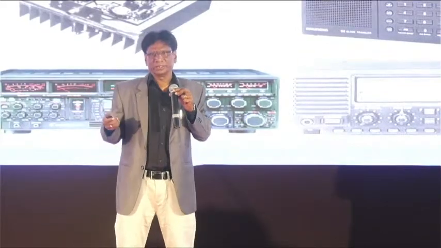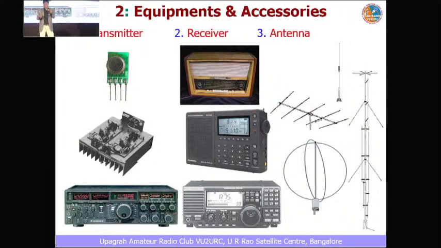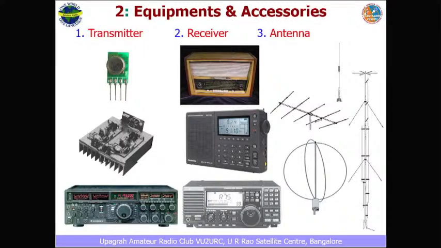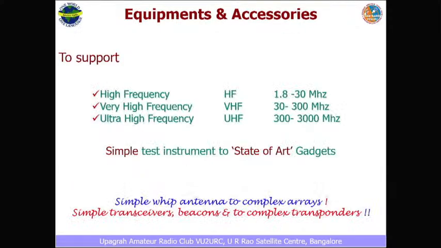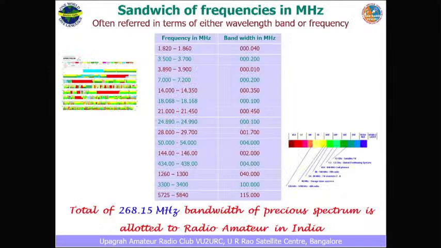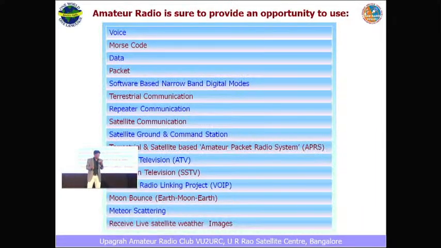Coming to the second requirement, the equipment and accessories. You don't have to spend thousands and lakhs of rupees to begin with and pursue this hobby. Simple transmitters and receivers and a very simple antenna. With this itself, you can make a beginning in ham radio. We have a lot of frequency bands allotted by the Government of India. Nearly 268.15 megahertz of spectrum has been allotted to amateur radio in India.